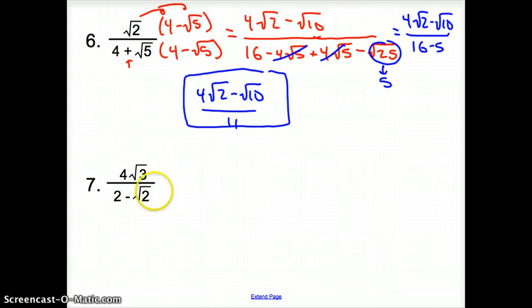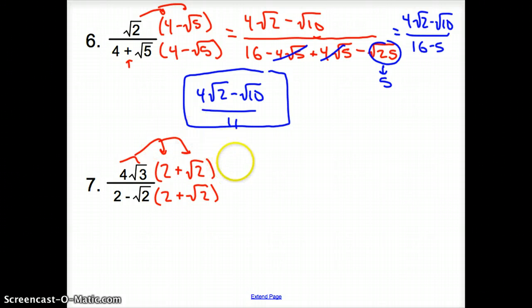Let's try one more. Now, we have a square root on top, but that does not change anything. We are only concerned about the bottom. What do I have to multiply by? I have to multiply by the exact same thing, but I have to change the sign in the middle. So now I'm going to multiply by 2 plus the square root of 2. This thing is all 1, right? So I have to multiply the numbers times the numbers, the square roots times the square roots.